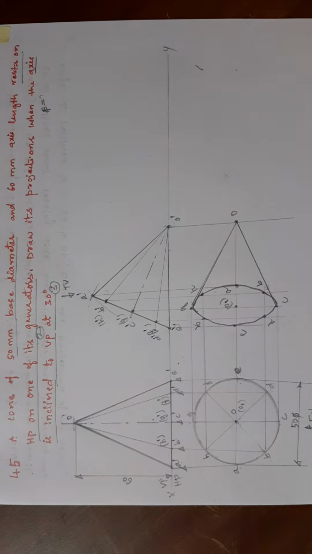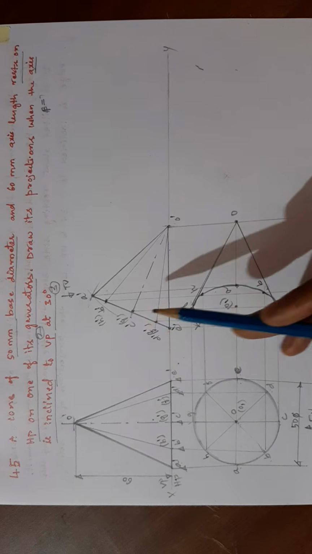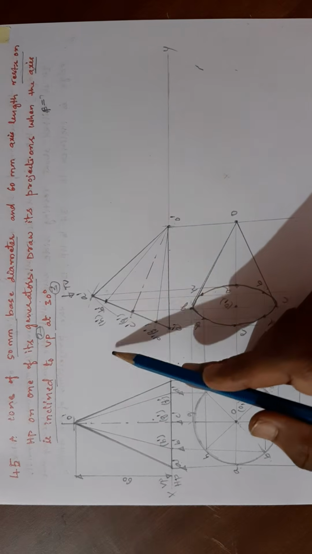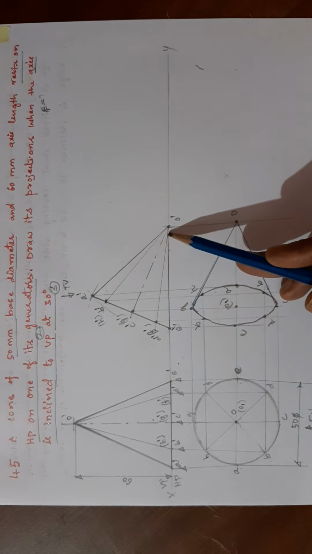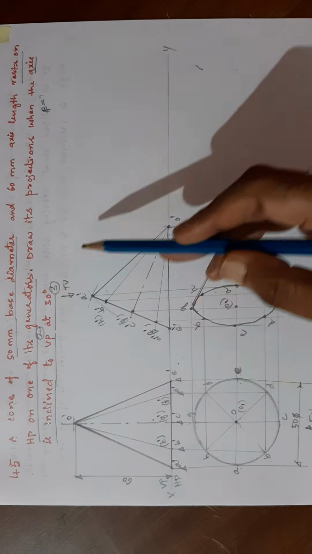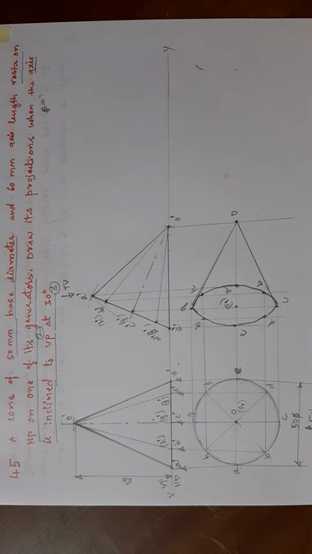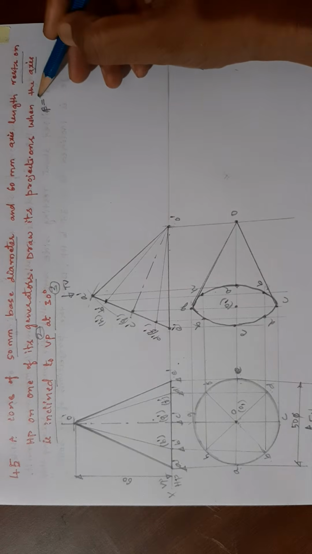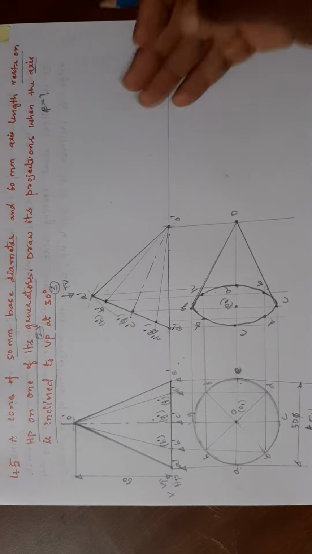So this is the top view when the cone is resting on a generator. When the generator is resting on HP, the axis is automatically inclined to HP. Now see, the axis is also inclined to VP at 30 degrees. So the axis is inclined to both HP and VP. That's why it is a beta angle problem. We have to find out the beta angle.